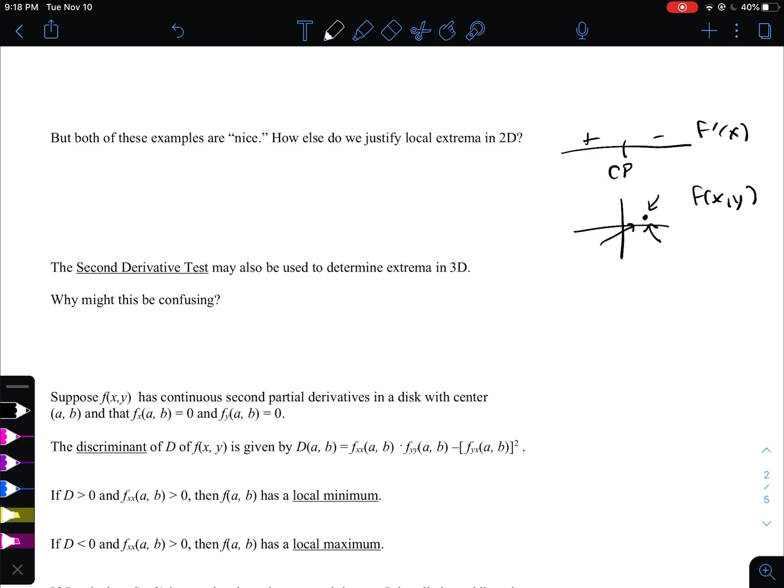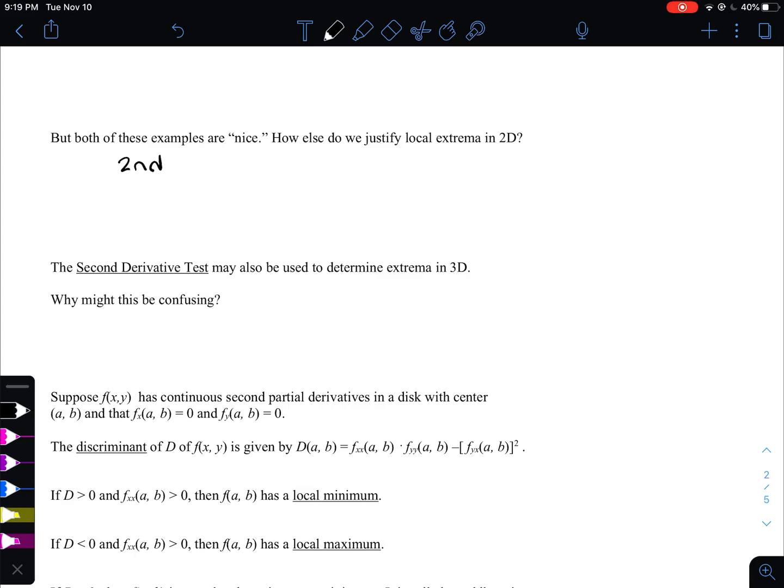It's the same problem we have with the 2-path rule. We can't exactly use the first derivative test anymore because there are too many directions for us to approach from. We can't just do a left and right. That doesn't make sense. So the other test that we talked about in BC calculus was the second derivative test, and that's what we're going to use here.